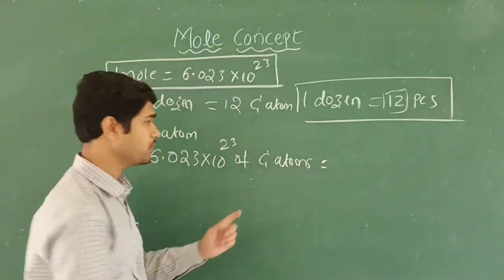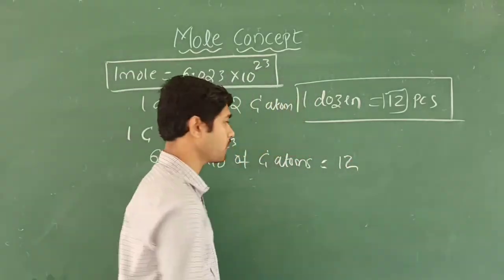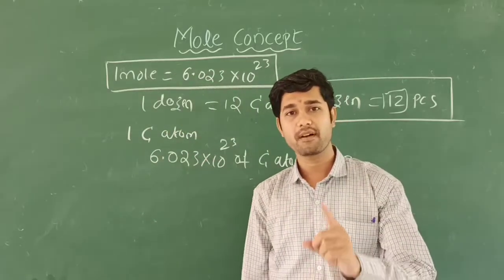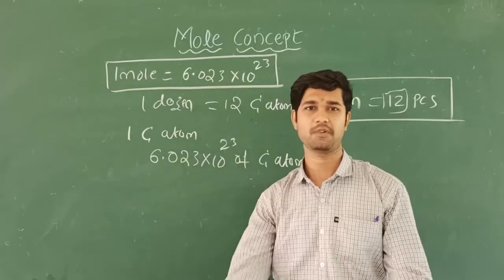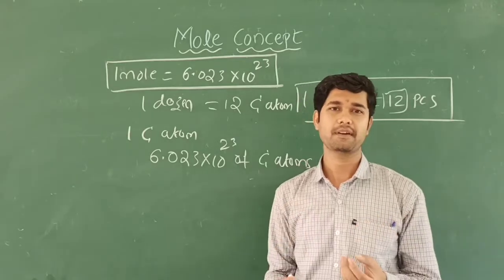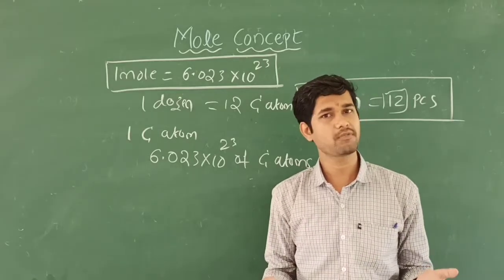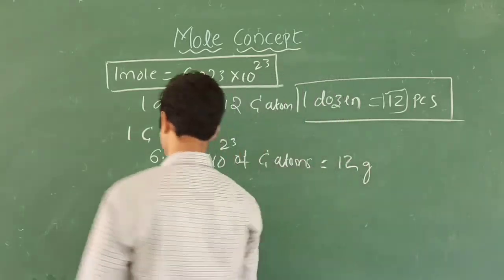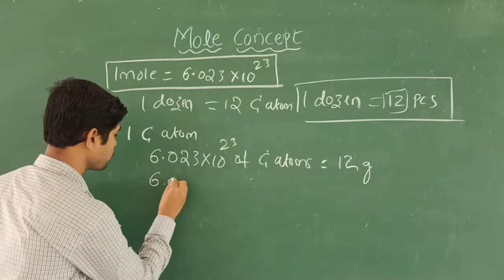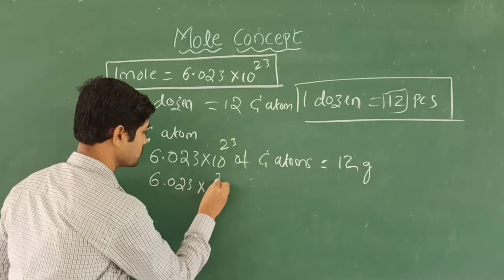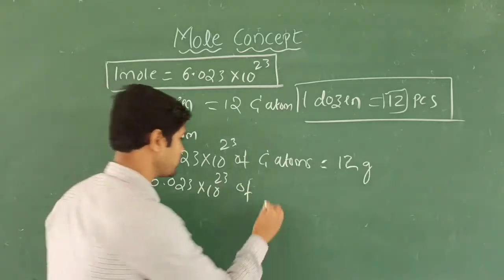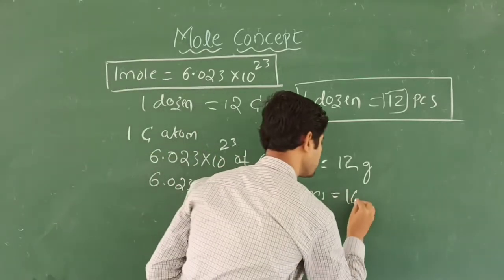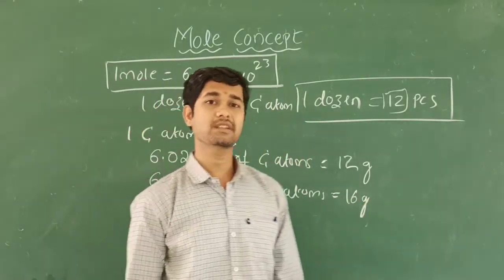That is going to give me 12 gram of carbon. If I ask you what is the mass of one oxygen atom, can you measure? No, because the atom is itself a very tiny particle. You are not going to tell the mass of that oxygen atom. So you are going to tell that 6.023 into 10 raised to 23 oxygen atoms is equal to 16 gram. Then it is going to be called 16 gram.